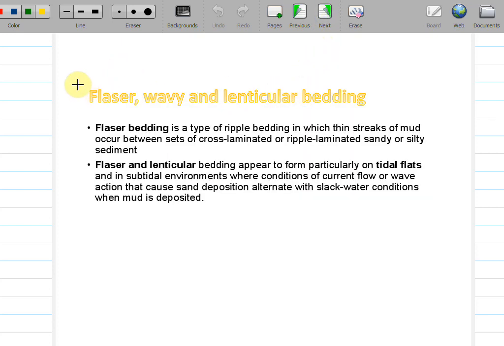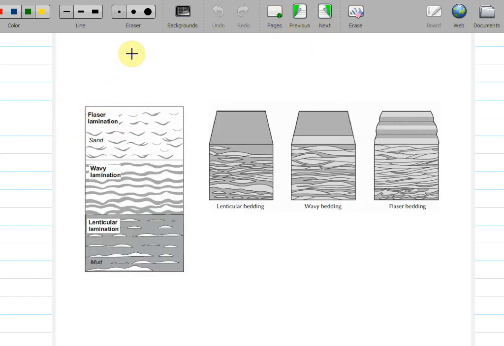Then we will be talking about flaser, wavy and lenticular bedding. तो ये भी हमने डिस्कस नहीं किया था, इसको हम डिस्कस कर लेते हैं. Basically, these are types of bedding you might have read in your classes, college or school, whatever. So you can see in this image there are 3 types of bedding. First is flaser, second is wavy, and third is lenticular bedding. तो नाम से पता चल रहा है कि this is also a type of cross stratification, but in this basically there are two types of sedimentary particles. First is your sand, and second one is your mud.